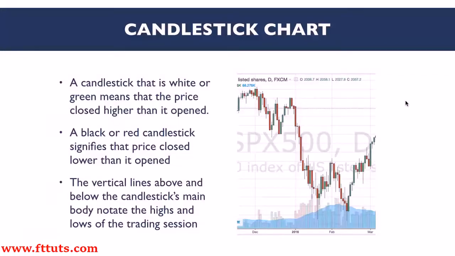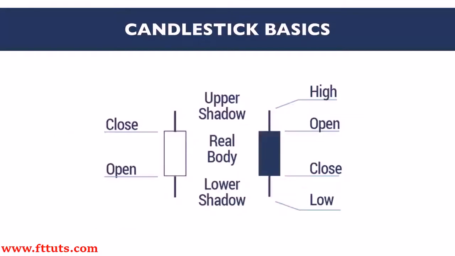For example, a candlestick that is white or green means that the price closed higher than it opened for the period. A black or red candlestick signifies that price closed lower than it opened for the period. The vertical lines above and below the candlestick's main body notate the highs and lows for the period.